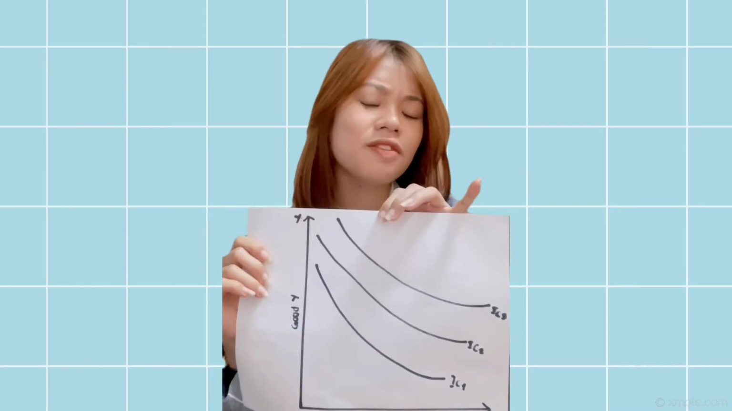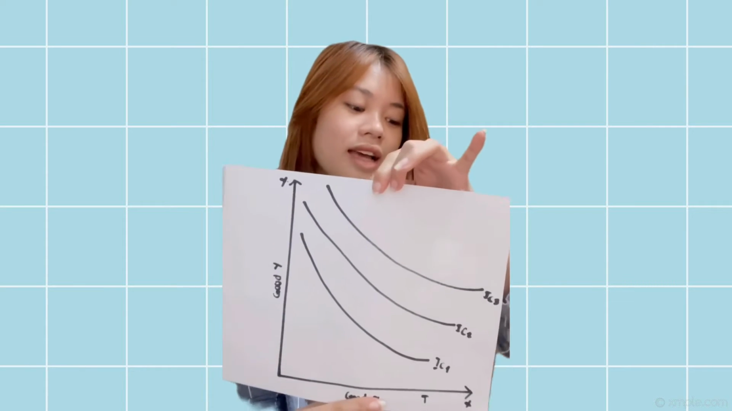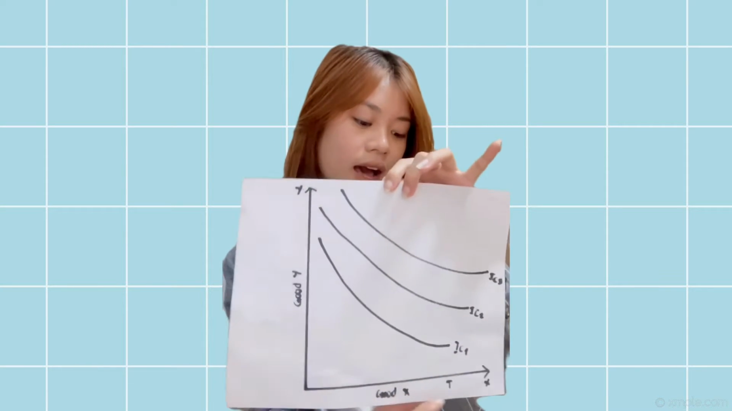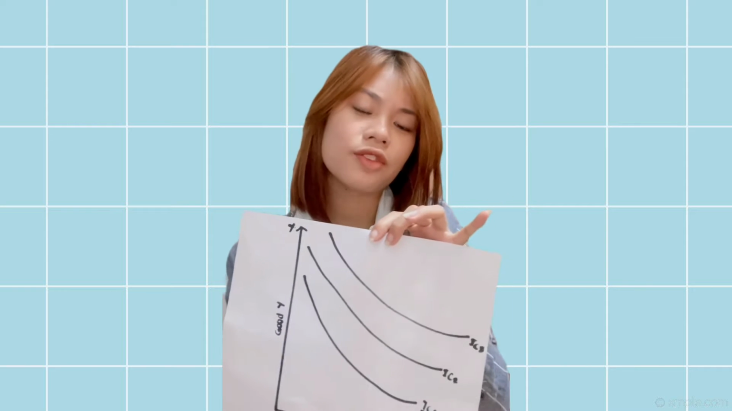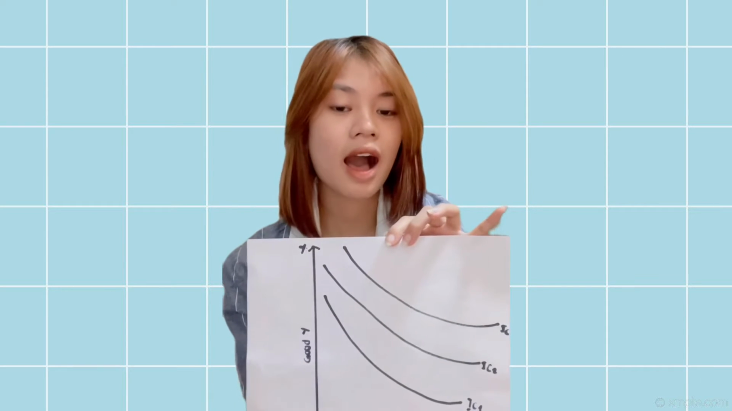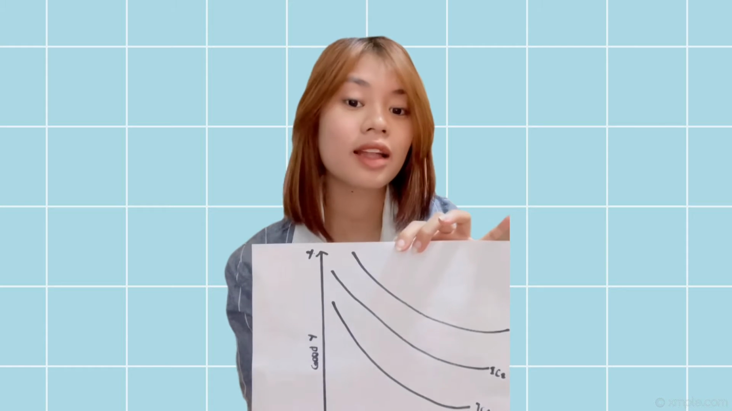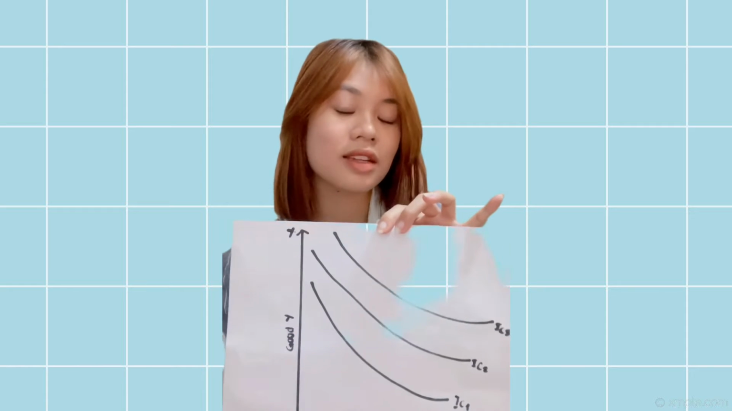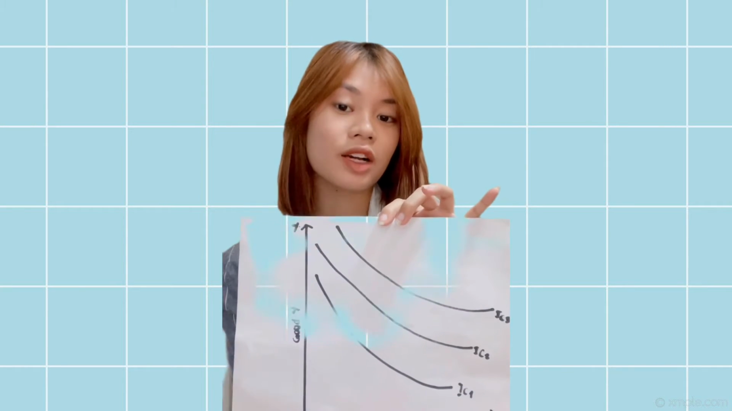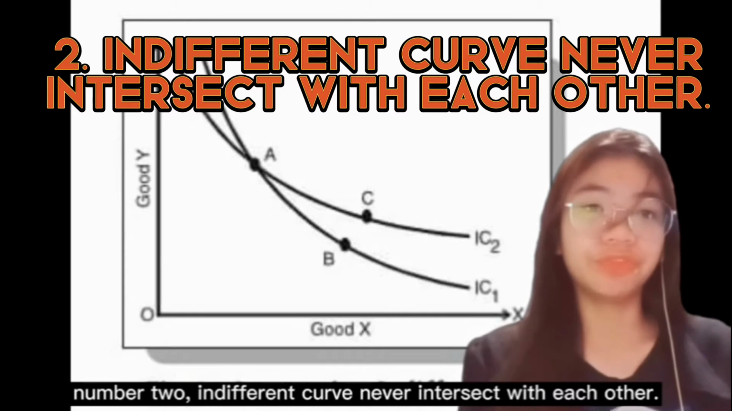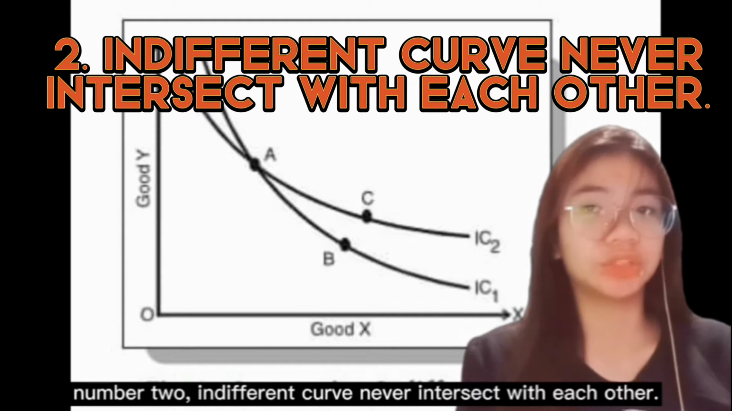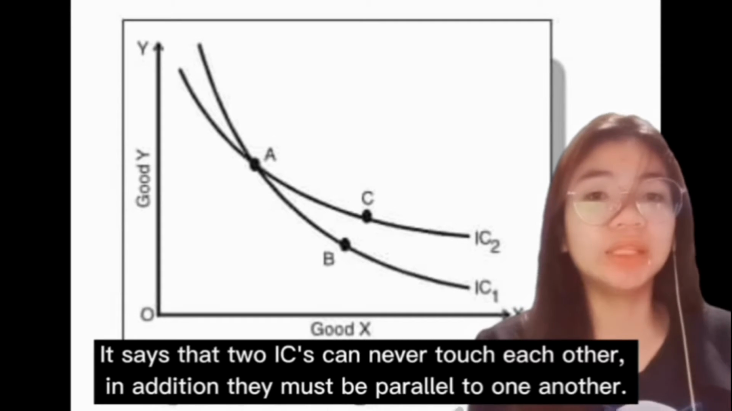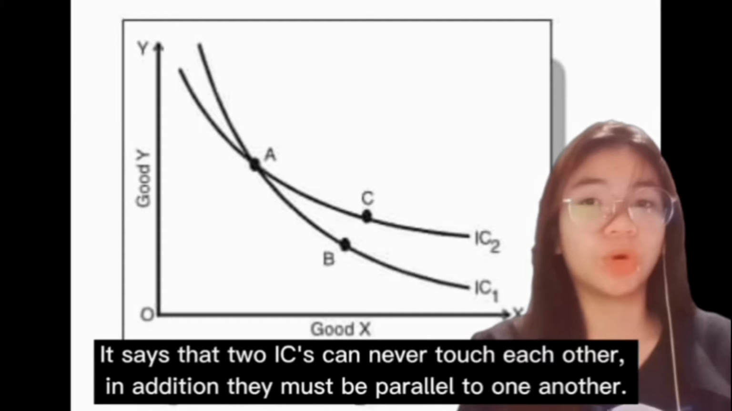As I've said, IC3 has the highest level of satisfaction, and IC1 has the lowest level of satisfaction, because the higher the indifference curve is, the higher the level of satisfaction it has, while the lower the indifference curve is, the lower the level of satisfaction it has. Number 2, indifference curves never intersect each other. It says that two ICs can never touch each other. In addition, they must be parallel to one another.